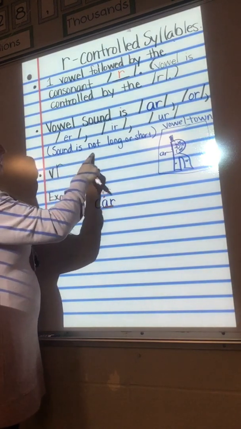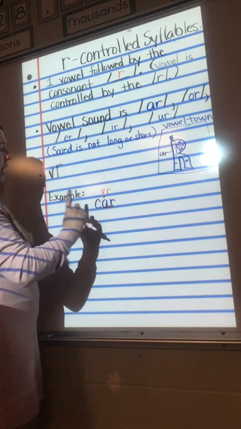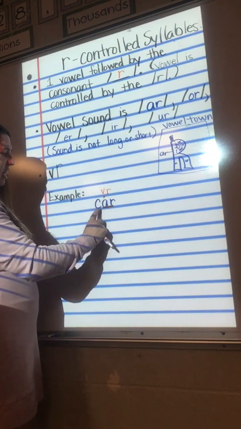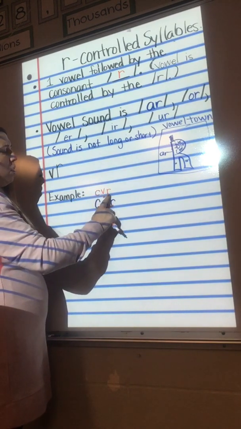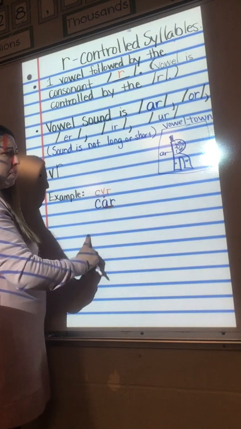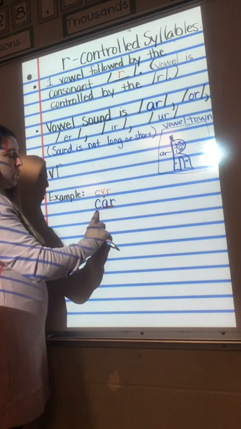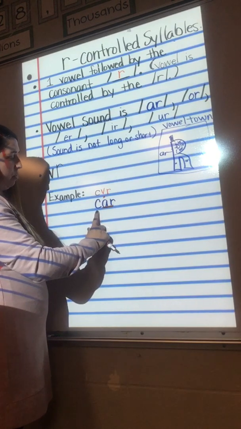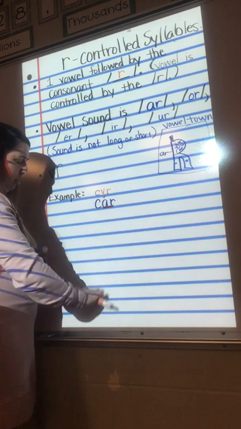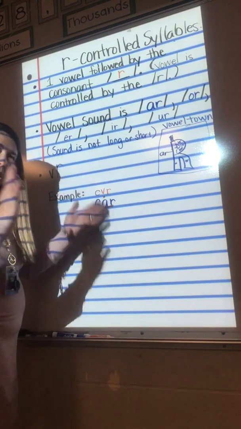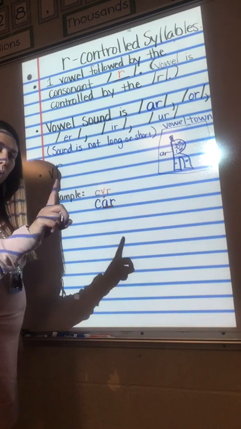Okay. So my sound is not long or short. So it doesn't say a or a. Okay. But this is a consonant. The C is a consonant. So I can label that if I want. So I've got consonant, vowel, R. Okay. And I know the C says k, because it's with an A. So it has the k sound. So I'm going to go k, R, car. Let's clap that. Ready? Car. Oh, how many syllables? Just one.